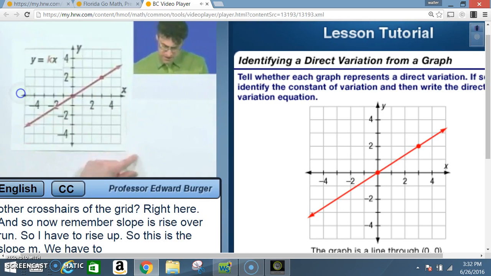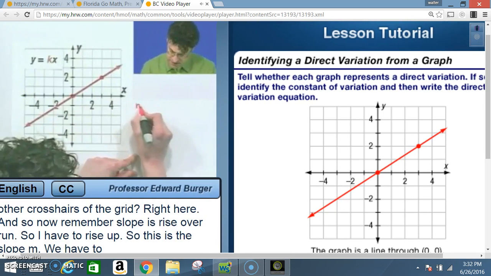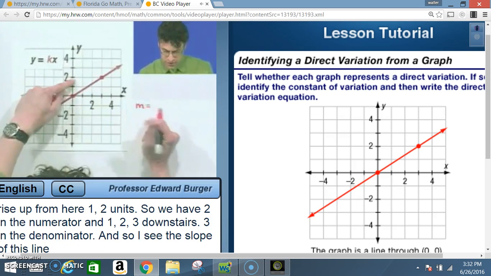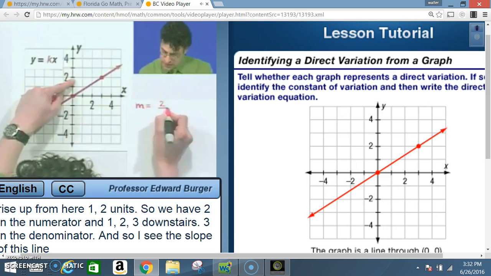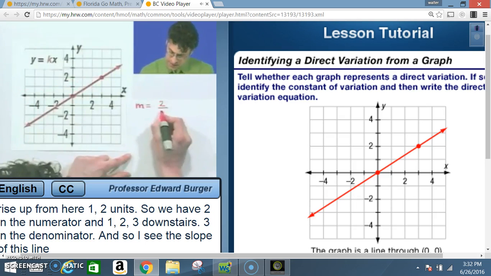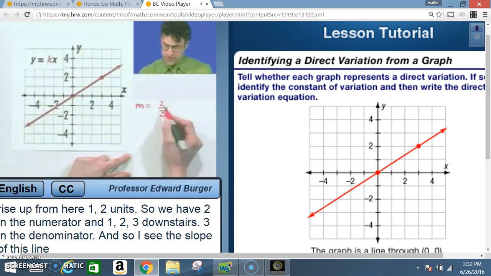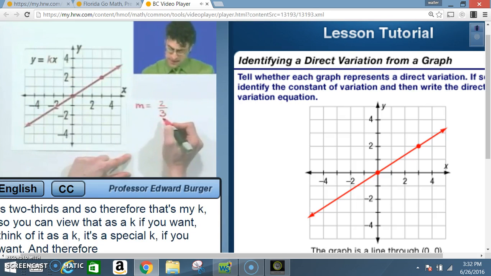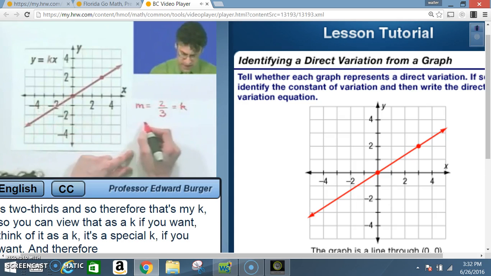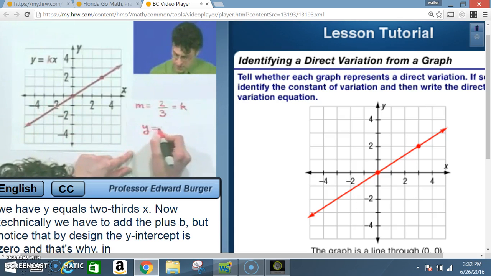And so now, remember, slope is rise over run. So this is the slope m. We have to rise up from here 1, 2 units. So we have 2 in the numerator, and then 1, 2, 3 downstairs, 3 in the denominator. And so I see the slope of this line is 2/3. And so therefore that's my k. Think of it as a special k if you want. And therefore we have y equals 2/3 x.